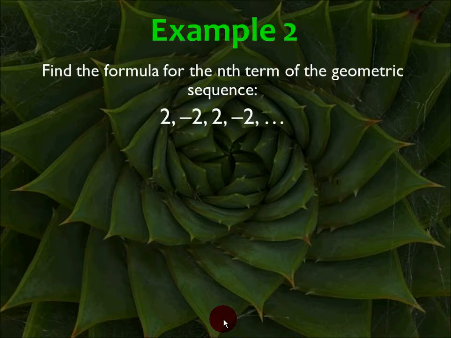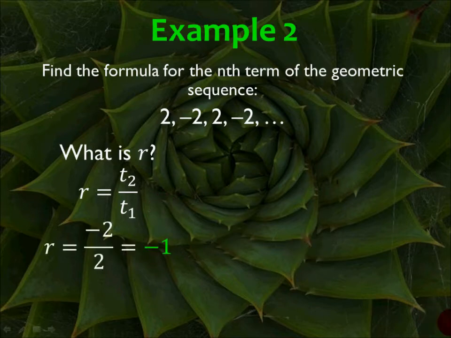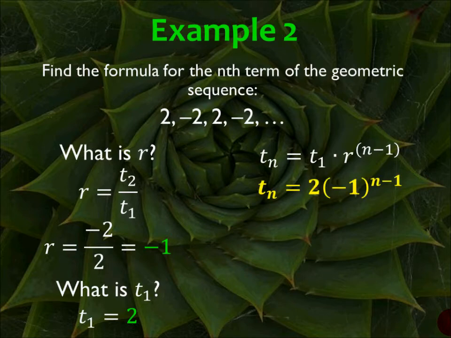Example 2. Now we have a sequence of 2, -2, 2, and -2. Again, you're told it's a geometric sequence, so we know there's a common ratio. What is it? Take one term divided by the previous term. We'll take term 2 divided by term 1. And you see the ratio is -1. We know that the first term is 2, so again, you just plug them into the formula. And you see that our equation is 2 times -1 to the n minus 1 power. And you're going to see this -1 or a negative sign in a lot of these geometric sequences. When you see a negative as a ratio, the sign is going to change from one term to the next. And it's always going to alternate.